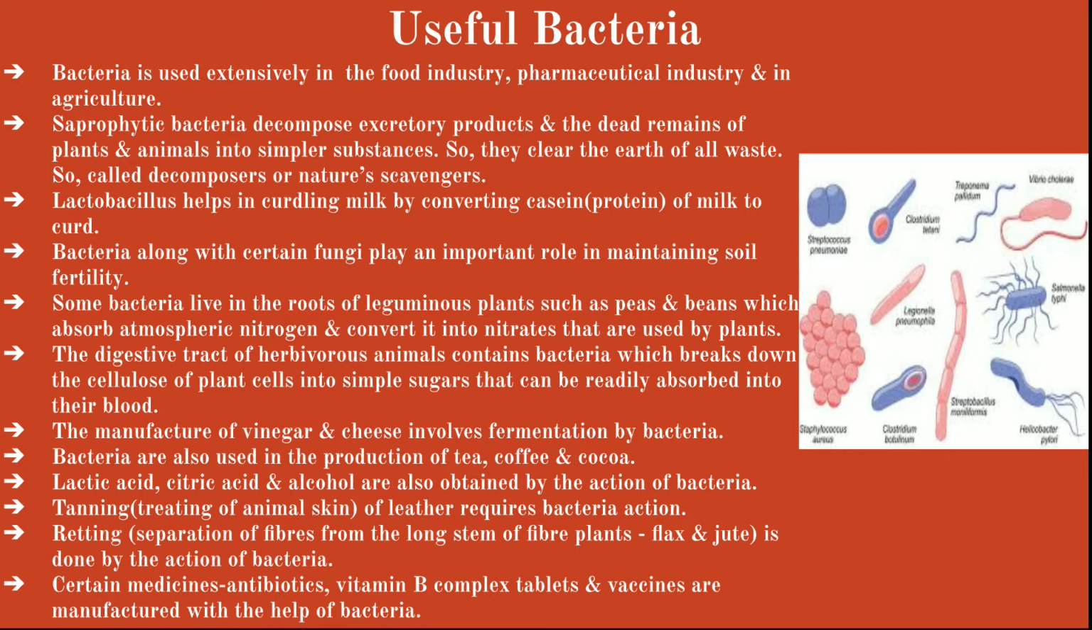Then tanning. What is tanning? Tanning is a treatment of the animal skin, converting it into leather. This is also done by bacteria. Then retting. What is retting? Retting is the separation of the fibers from the long stem of the fiber plants, like flax, jute, etc. This process is also carried out by the action of bacteria. Certain medicines like antibiotics, vitamin B complex tablets, and vaccines are manufactured with the help of bacteria.